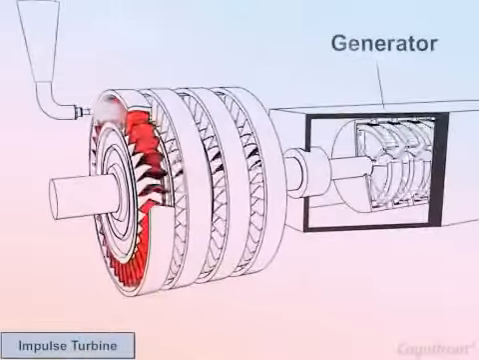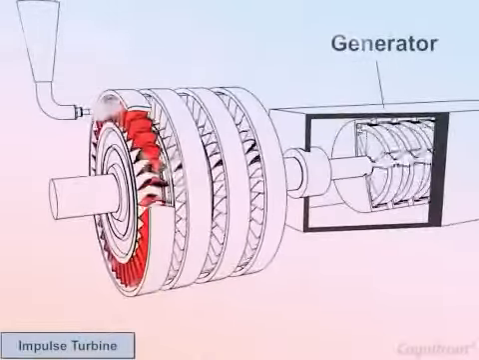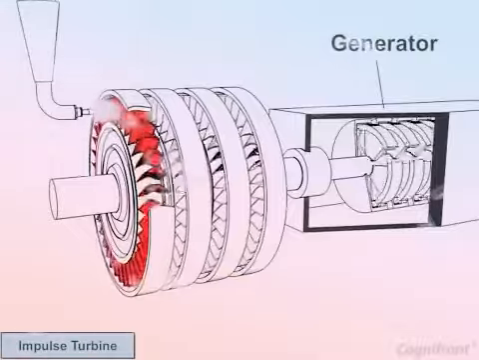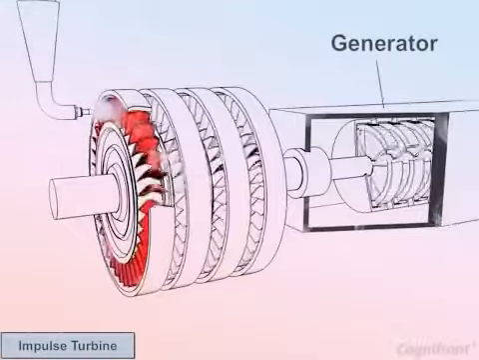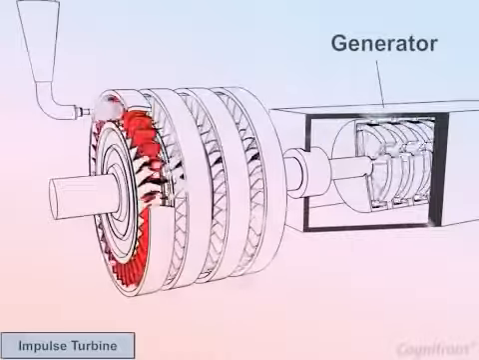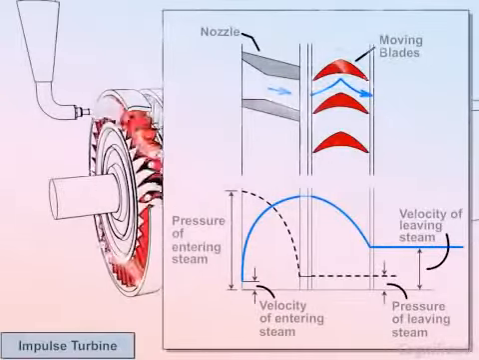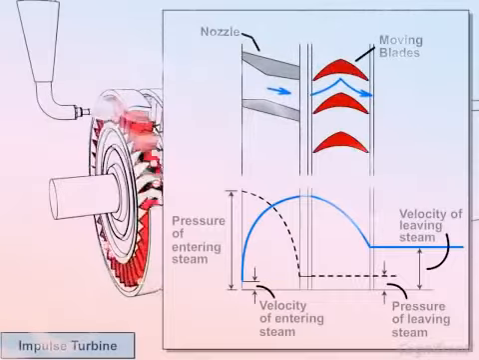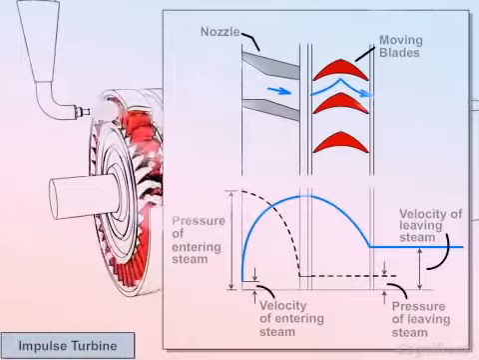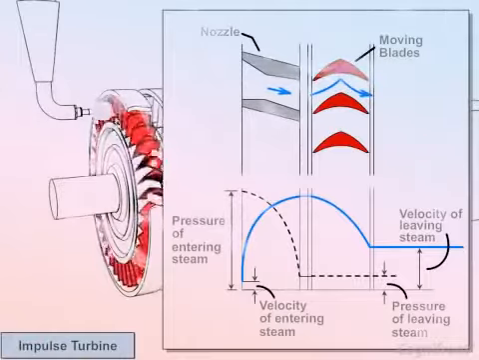This shaft is also connected with the generator. Therefore, the generator rotates and electricity is produced. Let us study the working of this turbine in detail. The diagram shows the principle behind the working of the impulse turbine.